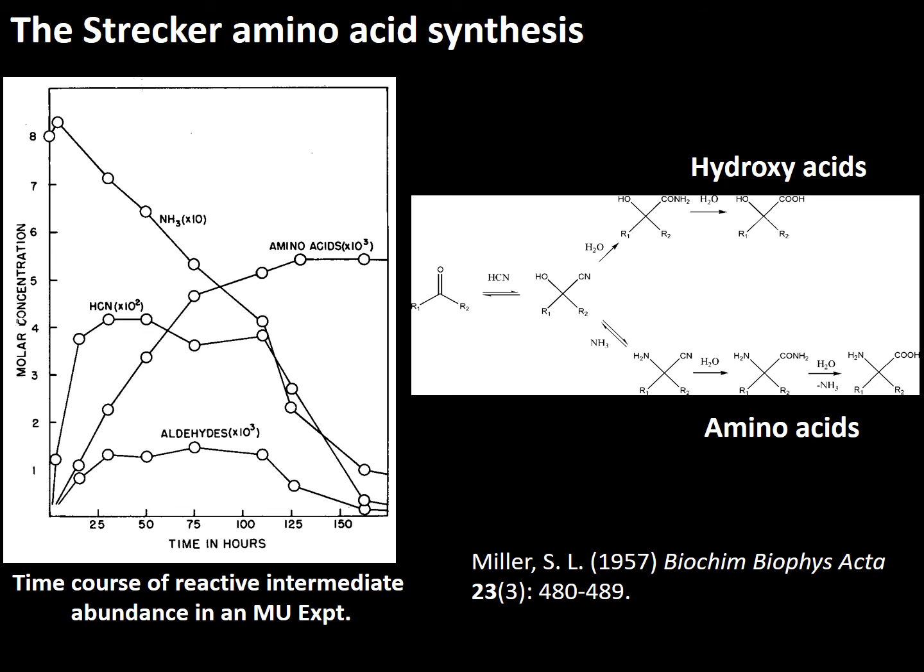So Miller further convinced himself that this was likely one of the major operative mechanisms by finding the isostructural hydroxy and amino acids for each of the species he was able to detect. So if he found alanine, he also found lactic acid. If he found glycine, he also found glycolic acid, and so forth. This may not be the only mechanism by which amino acids are formed in this, but it is one of the dominant ones.